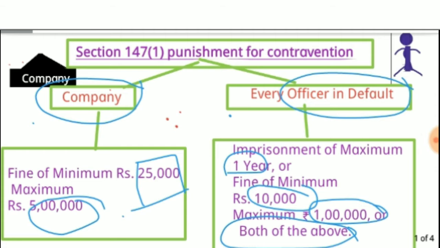Okay, so it mainly states that a company which has made any default or contravention to the provisions of section 139 to 146 shall be punishable with a fine which shall not be less than 25,000 but may extend to 5 lakh, and every defaulting officer of the company shall be punishable with imprisonment which may extend up to 1 year, or with a fine of minimum 10,000 and maximum 1 lakh, or both.